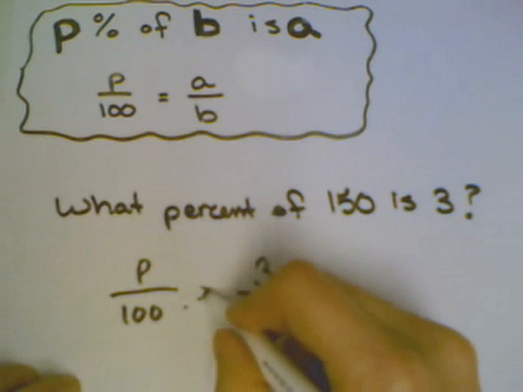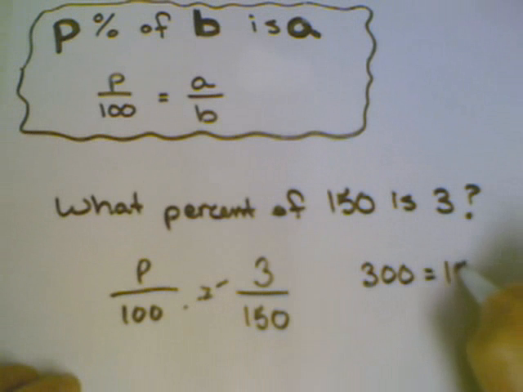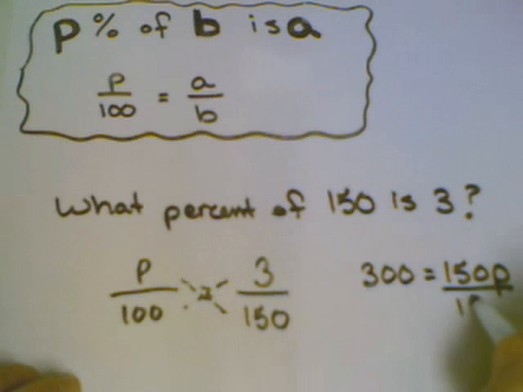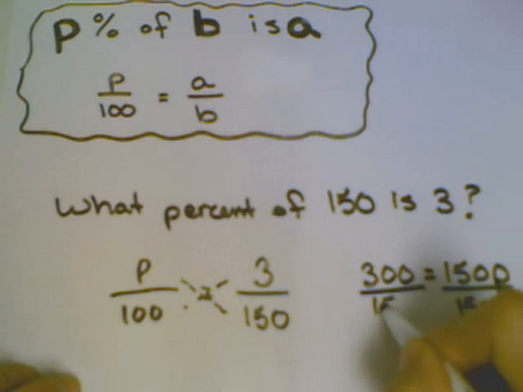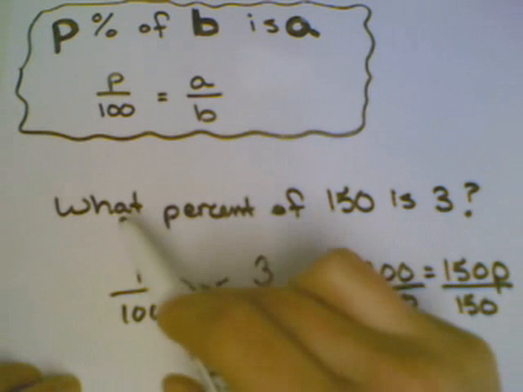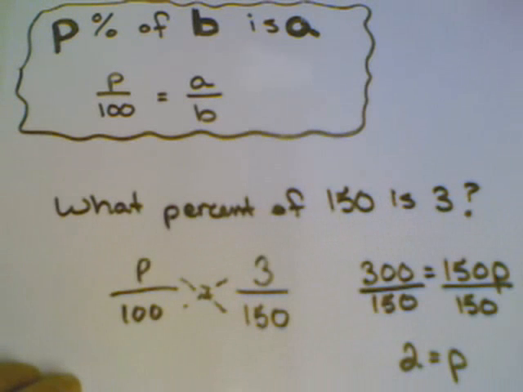Okay, in order to solve this proportion, I will now cross multiply. 3 times 100 equals 150 times p. Divide both sides by 150 in order to solve for p, and I will get that p is 2. 2% of 150 is 3.